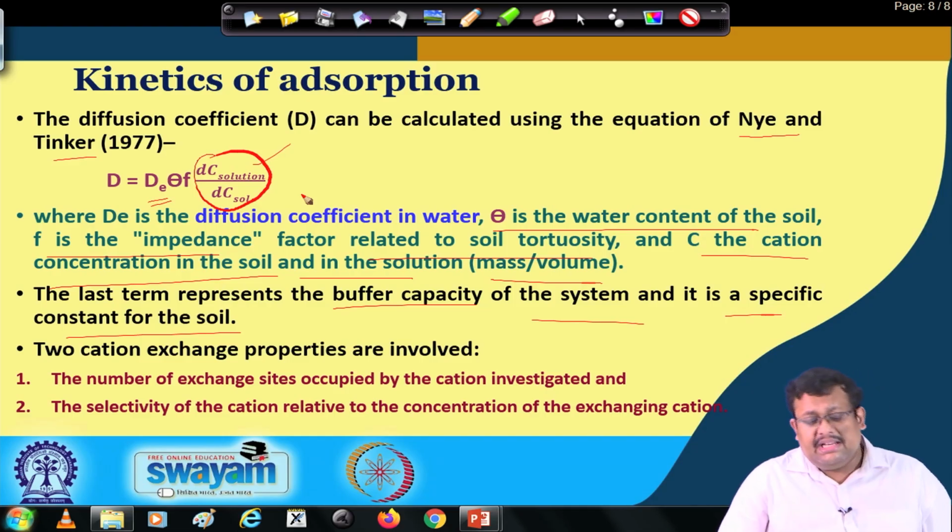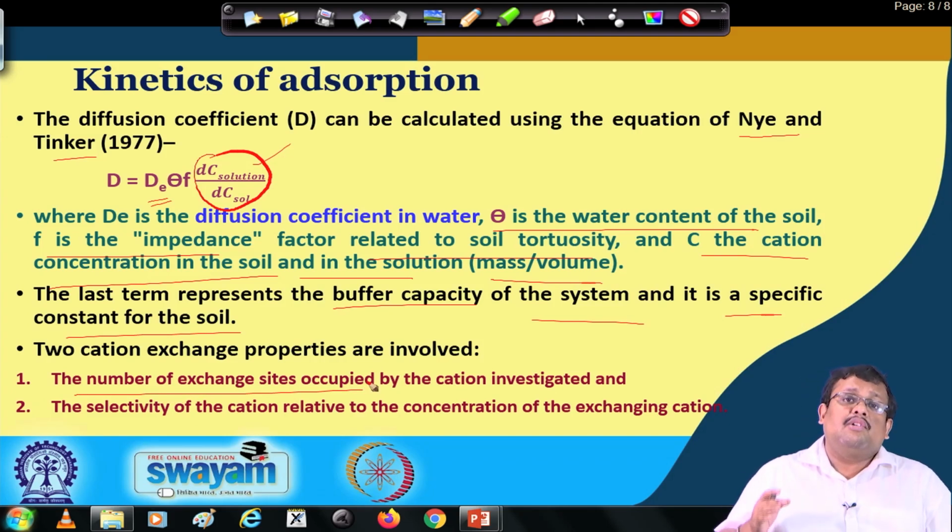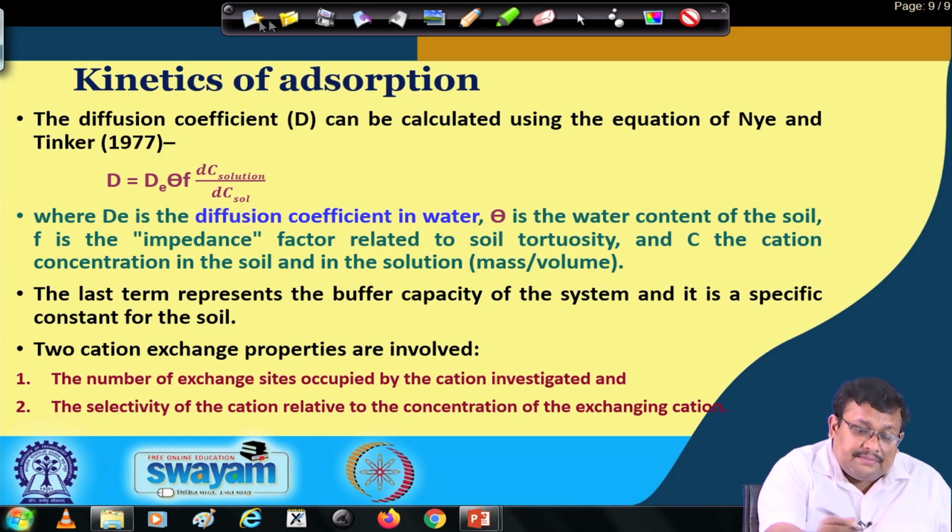Now, two cation exchange properties are generally involved. First of all, the number of exchange sites occupied by the cation investigated, and secondly, the selectivity of the cation relative to the concentration of the exchanging cation. So, these two are important properties involved in the cation exchange process.